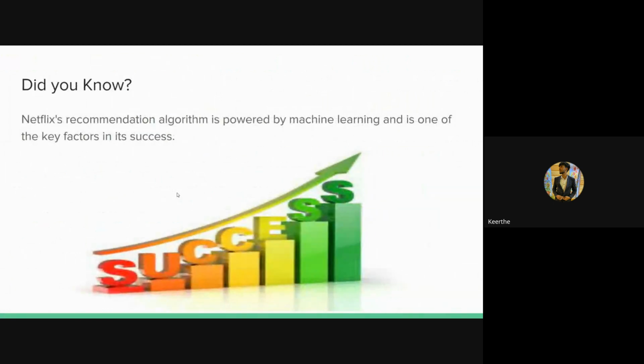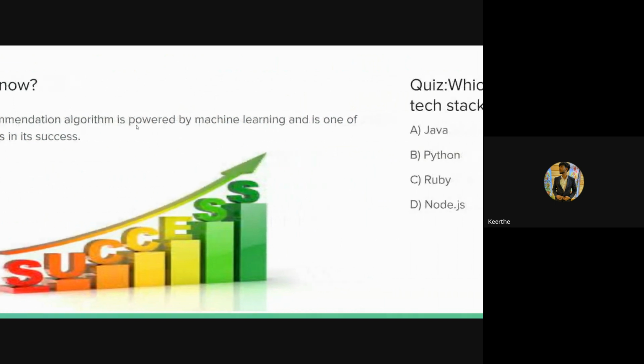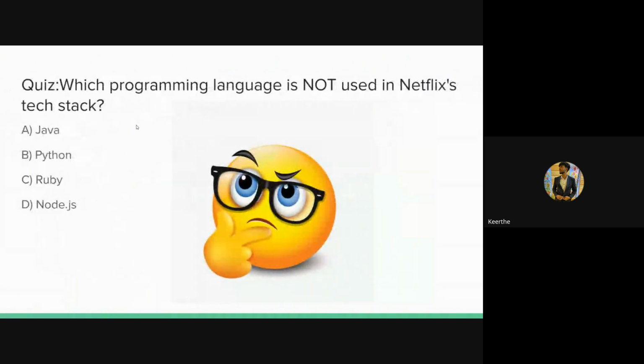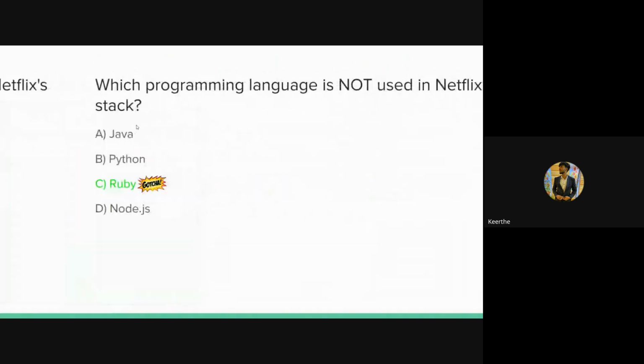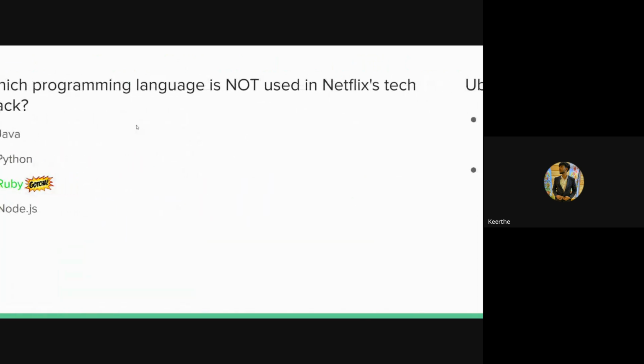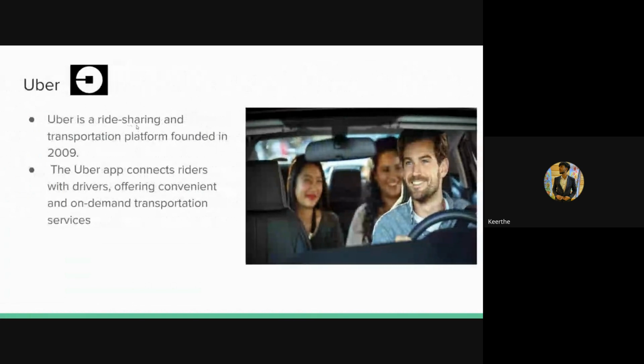As I said, Netflix's success story depends on ML algorithms. Since the ML algorithm gives a recommendation system, it is one of the key factors for its success. Okay, which programming language is not used in Netflix? I think it's Ruby. Java, Python, Node.js, everything is used in Netflix.